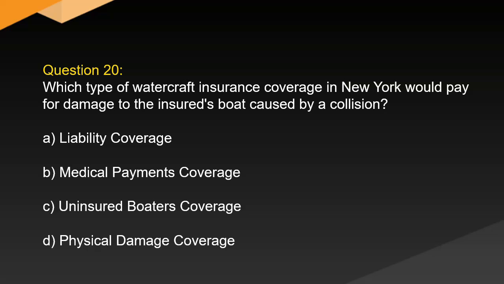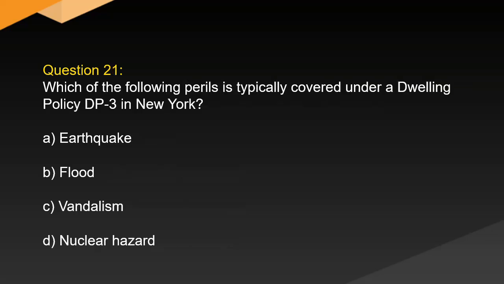Question 20. Which type of watercraft insurance coverage in New York would pay for damage to the insured's boat caused by a collision? A. Liability coverage. B. Medical payments coverage. C. Uninsured boaters coverage. D. Physical damage coverage.